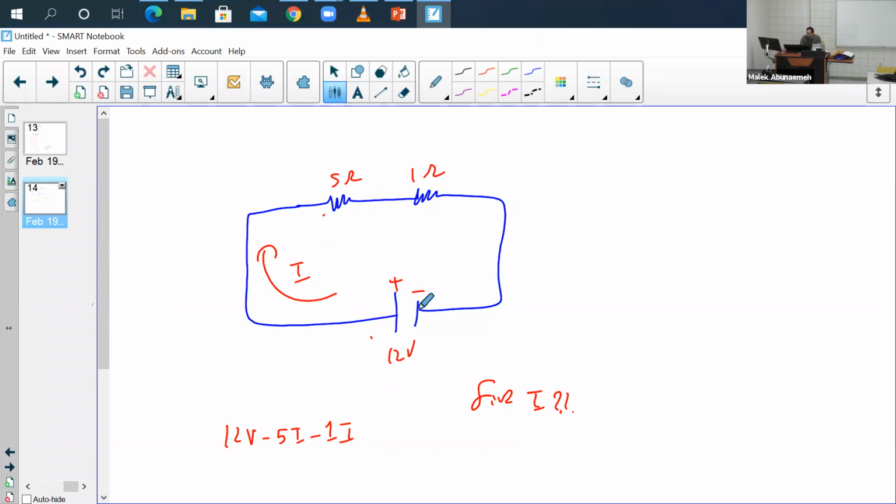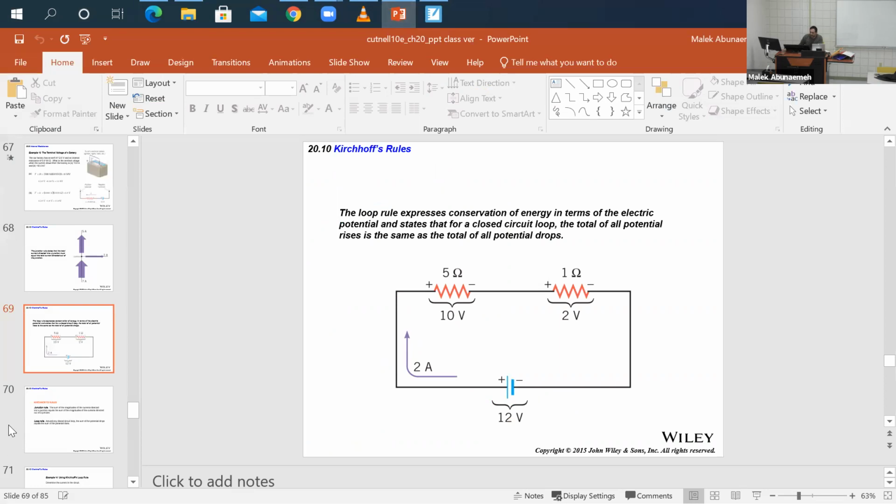When you go with the current, the battery comes out the same side as the sign. So this is coming out in the positive, so this is 12. That means you're dropping on the resistor. So 12 minus 5I minus 1I is going to equal 0. That means your 12 volts is going to equal 6 I's. That means your I is going to equal 12 divided by 6, which is 2 amps. And that's what we got.